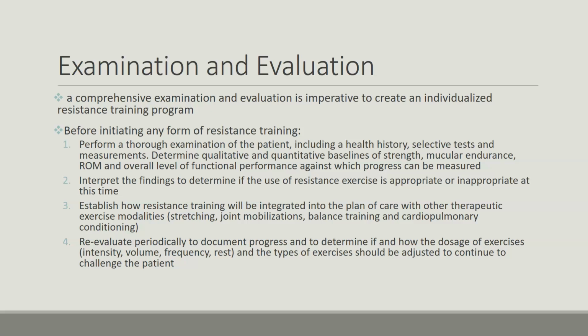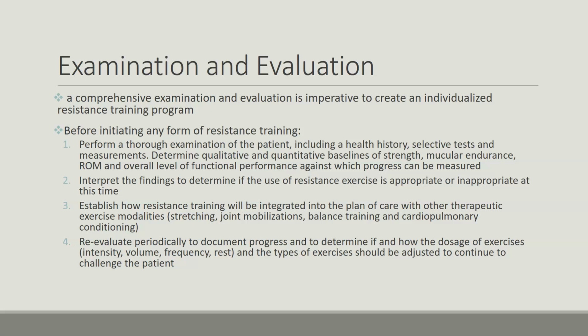So before we even start any resistance training, there's a number of things you need to think about doing. First is to perform a thorough examination of the patient, including a health history, selective tests and measurements, determine qualitative and quantitative baselines of strength, muscular endurance, range of motion, and overall level of functional performance against which progress can be measured. All of that is coming in semester 3 when you start doing your assessment evaluations, but believe it or not, you're actually starting an assessment of your patient now through the pain questions and active range of motion, and that will continue to build as you work your way through.